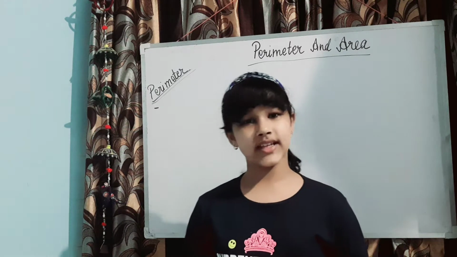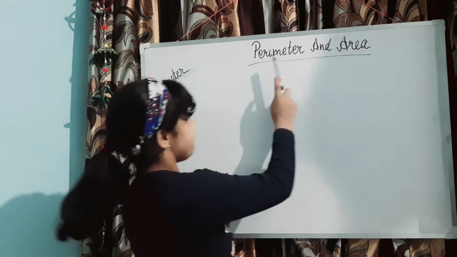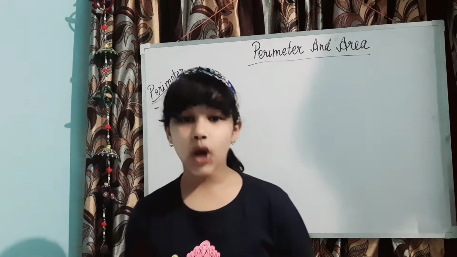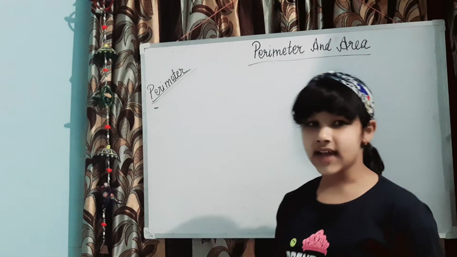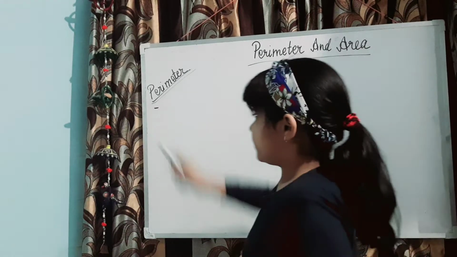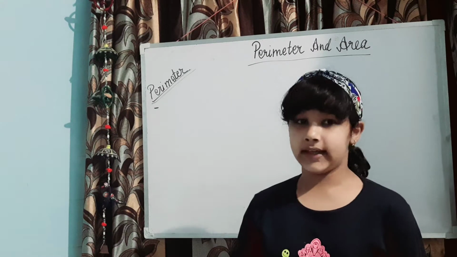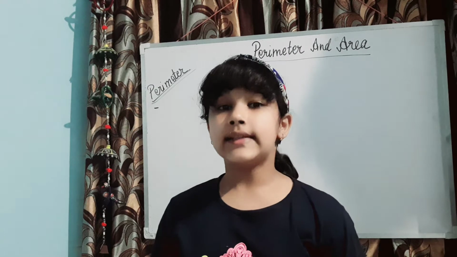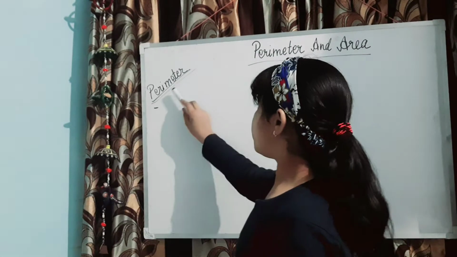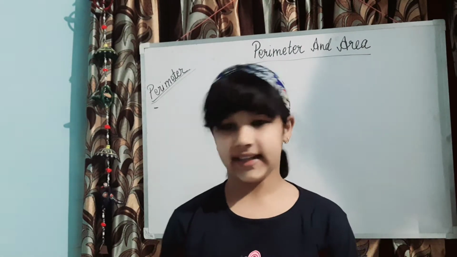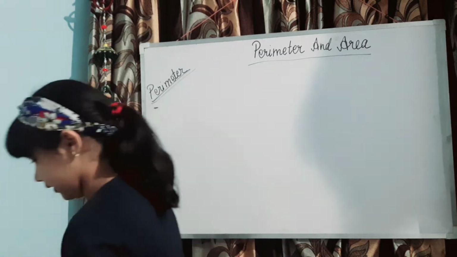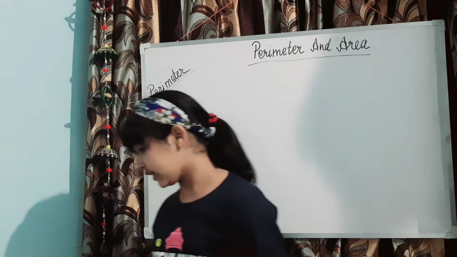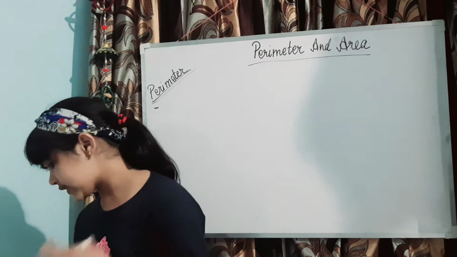So friends, in today's video we will learn perimeter and area. It is a topic of mathematics class 4th. So friends, let's start. Perimeter. Let me tell you that for this chapter we will upload two videos, and in this video we will cover the topic perimeter. So let's start. What is perimeter? Perimeter of a plane figure is the length of its boundary.